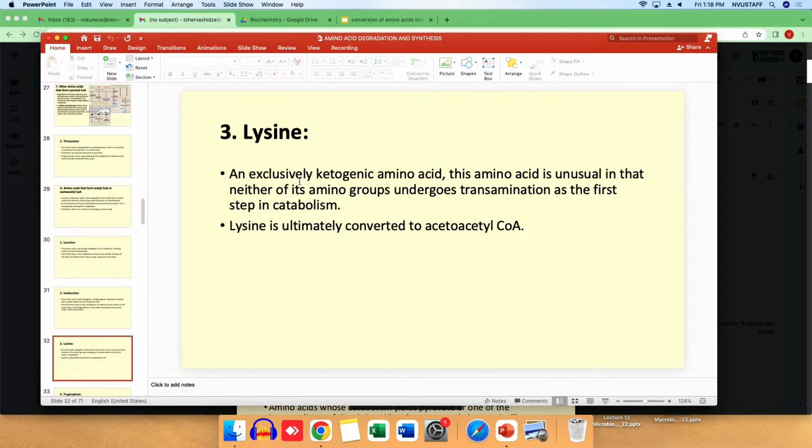Again, lysine is a ketogenic amino acid, and it's an exclusively ketogenic amino acid. Lysine will be converted into acetyl-CoA. That is specific about lysine. It would be nice if you remember that lysine is exclusively ketogenic, that lysine can give us acetyl-CoA.